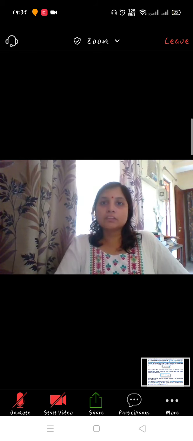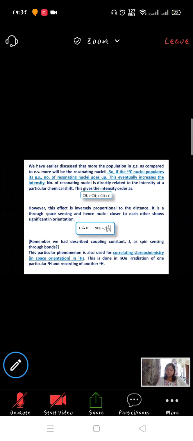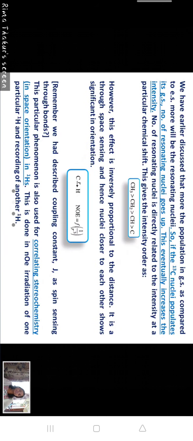So the resonating frequencies of the carbon, the intensity of these resonating carbons are directly related to the number of protons which are closer to it. So this means a carbon which is linked with 3 hydrogens will show the highest intensity, and a carbon which has no protons around it will show the lowest intensity. So this gives the exact order of the intensities.